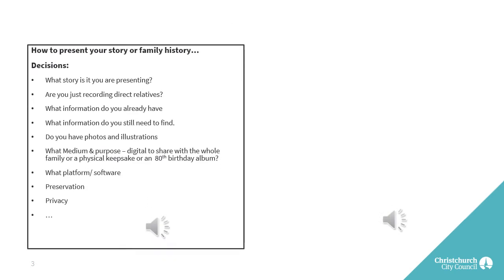There are also many decisions to make about what you want to record. We have looked at a number of things you might want to consider before you start. Firstly, who you want to record. A family tree or pedigree chart will record your direct relatives only. What information do you have already, and what do you need to still find? What photographs have you got? How private do you want to keep it?